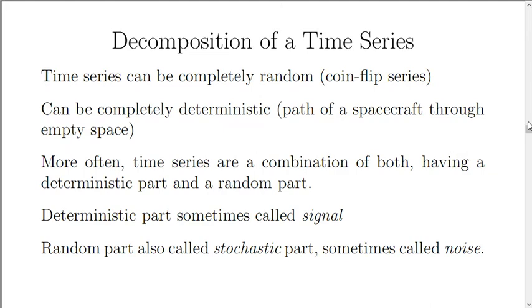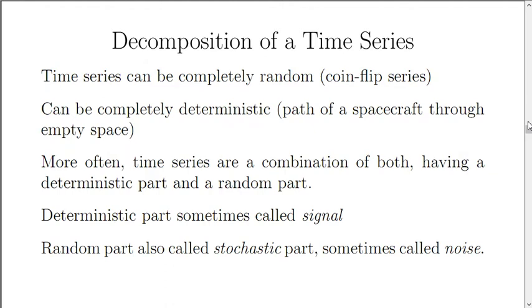Time series can also be completely deterministic. For instance, the path of a spacecraft through empty space can be determined ahead of time because we apply the laws of physics, and that allows us to calculate what is going to be in the future. There's not really any randomness involved. I suppose there perhaps is at the quantum level, but we're not going to get that fussy. Now, those are two extreme cases, one completely deterministic, the other completely random, something we would refer to as stochastic.